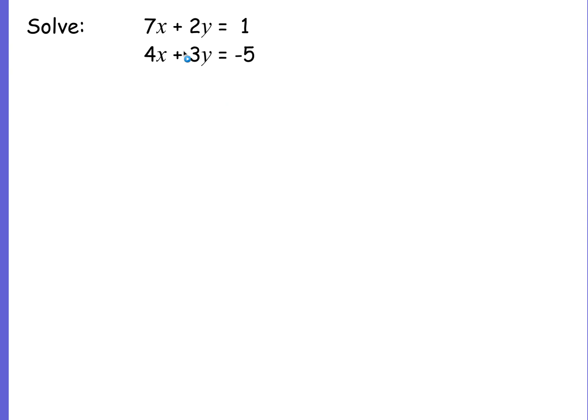In this case, you can choose to eliminate the x's or the y's. If you're going to multiply up the x's, you're going to start to get bigger numbers. I mean, that's 7x and 4x. You'll get quite big numbers. You won't with the y's. I'm going to eliminate the y's. I'm not going to bother with the x's at all.